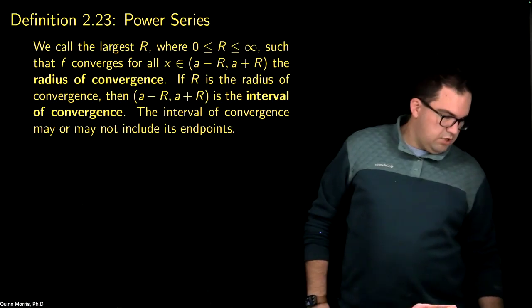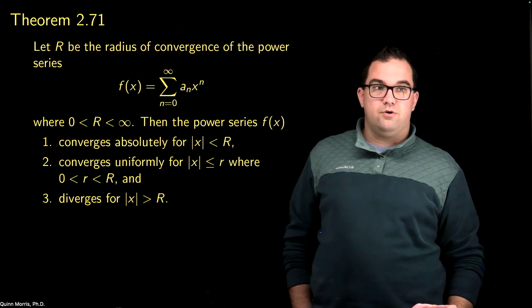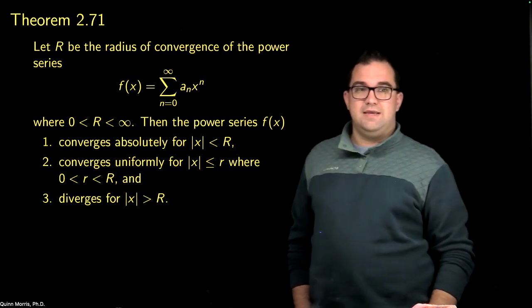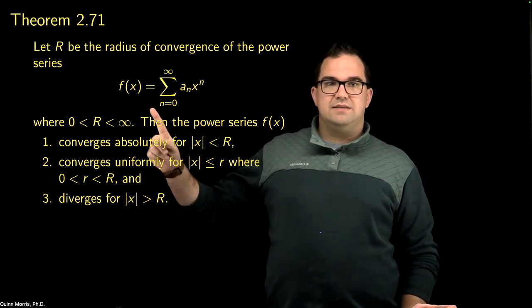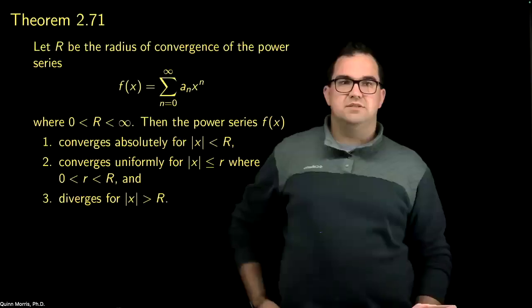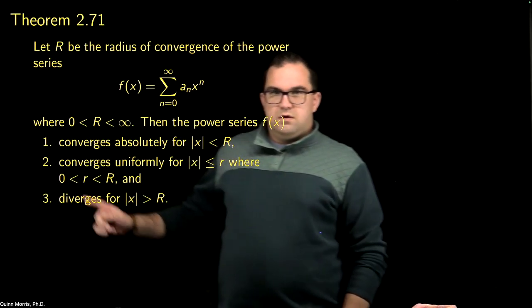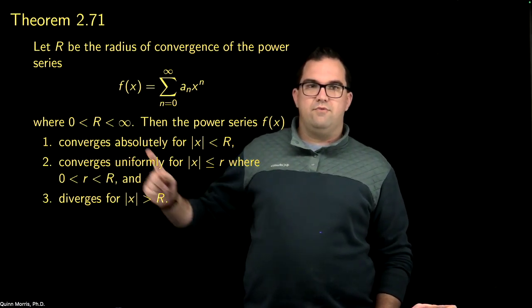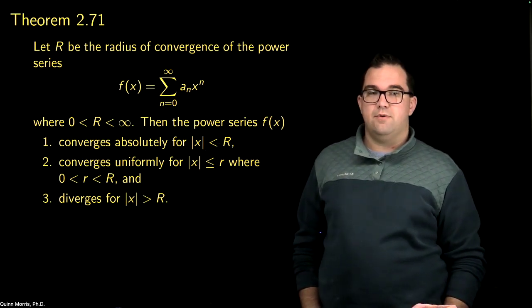All right. So Theorem 2.71 from the book will answer that question for us. Let capital R be the radius of convergence of the power series f of x equals the sum n equals 0 to infinity of a sub n x to the n. And we're just going to deal with the case where the radius of convergence is strictly between 0 and infinity.